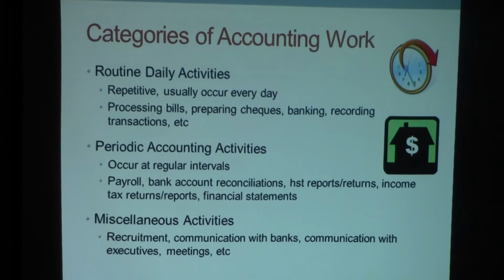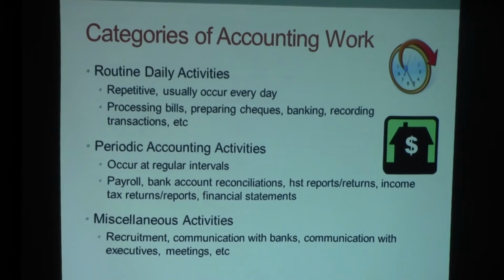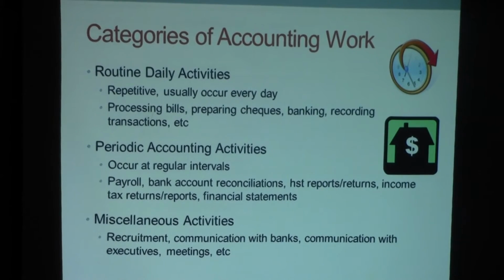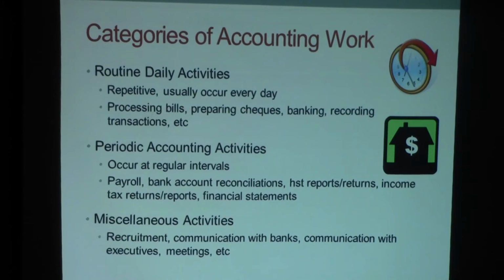Then you're looking at periodic accounting activities. These occur at regular intervals, such as payroll. Payroll is a great example. Employees don't get paid every day or every hour; they get paid every 2 weeks or every month. So it's a periodic activity, and you know when it's happening. And then of course you've got miscellaneous activities. For example, when a business hires someone, there's some accounting information that needs to be done. That is a miscellaneous activity that may happen without a period in mind.